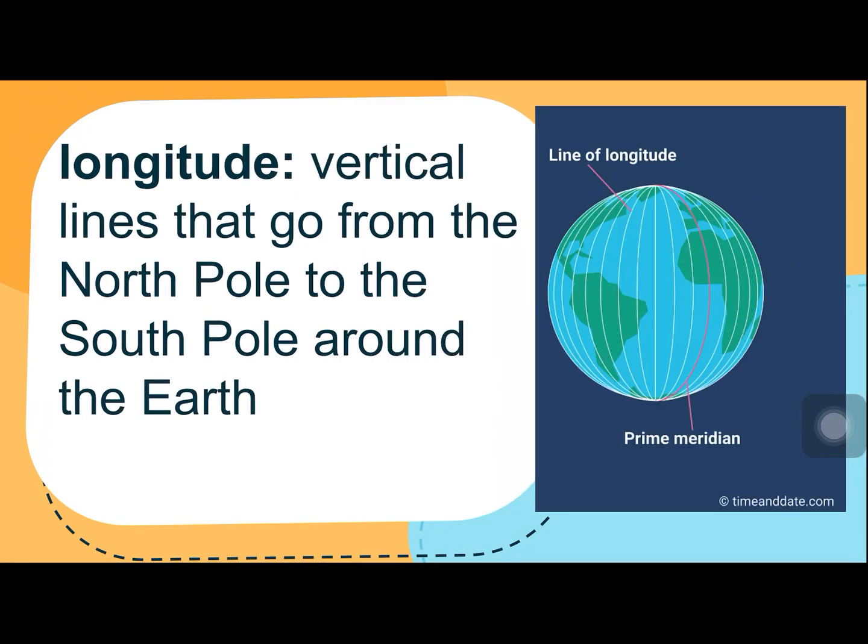Because next we have longitude lines. Say longitude. Good. These are vertical lines, so up and down. Vertical is up and down, that go from the North Pole to the South Pole. So longitude are long lines that go from the top to the bottom of our Earth. So they are up and down, where our lines of latitude were side to side. So that's the big difference there. Longitude lines go up and down. Latitude lines go side to side.